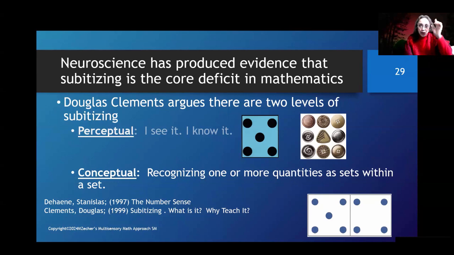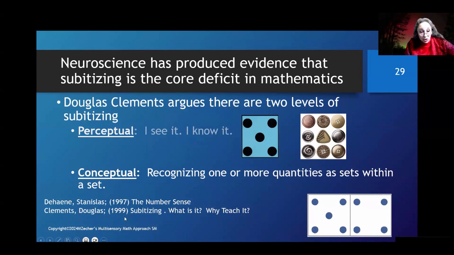This is why some of the traditional methods we're using for representations in math don't work as well. For example, 10 frames are great for building the addends of 10, not as great for building the addends of 7. So we look at two types of subitizing, perceptual and conceptual. In perceptual subitizing, I see it, I know it, that's 5. I know that that's 9 because it's a pattern I recognize. Conceptual subitizing is really important for the upper grades. That's where we recognize sets within a set. We recognize 5 and 4 making 9.